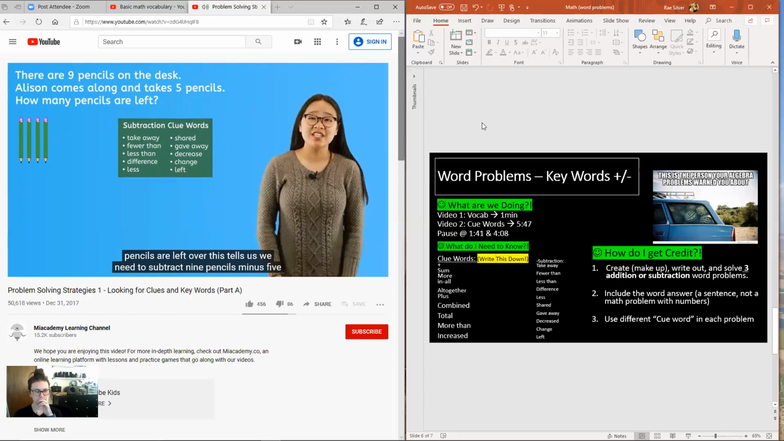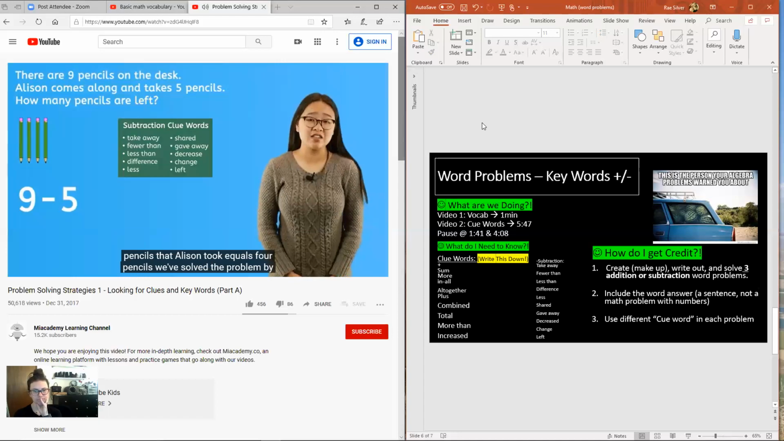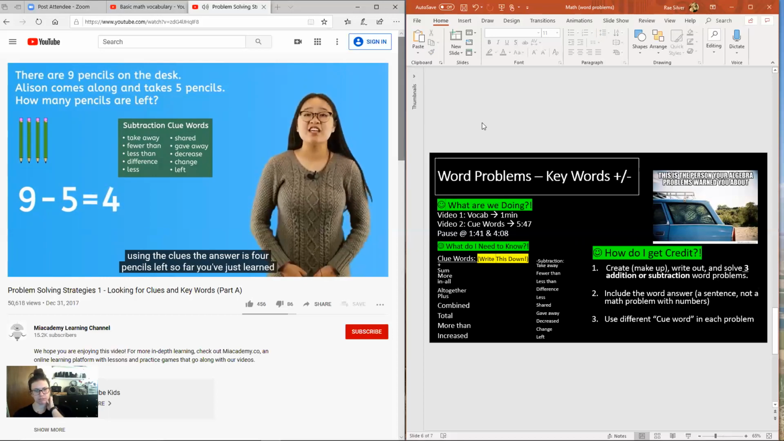This tells us we need to subtract 9 pencils minus 5 pencils that Allison took equals 4 pencils. We've solved the problem by using the clues. The answer is 4 pencils left.